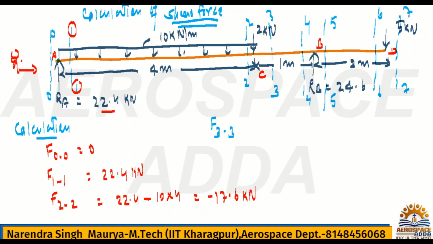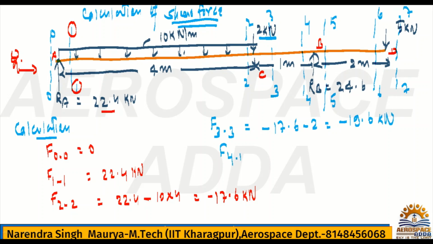So once you reach F33, then meanwhile you will be able to cross this 2 kilonewton load, because you are going for 33. So till F22 it is nothing but minus 17.6. But if you reach cross section 33, then in between a 2 kilonewton force comes and it is acting in downward direction. So downward direction value will be negative, becomes minus 2. How much? Minus 19.6 kilonewton, right? We'll go then to F44.